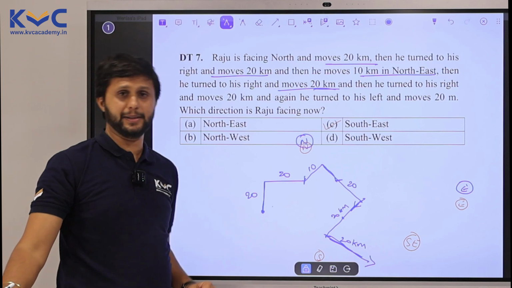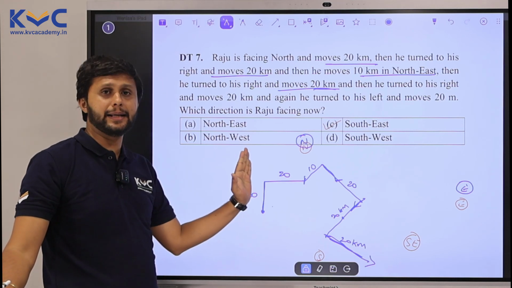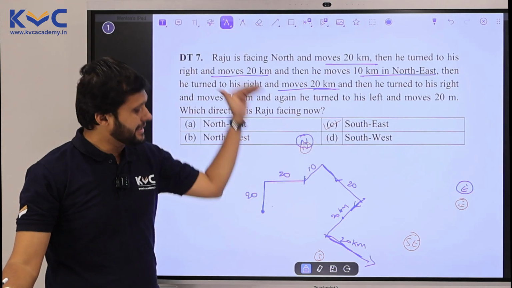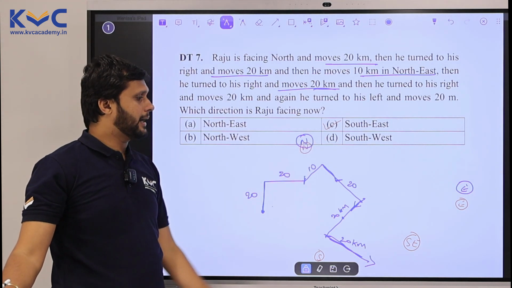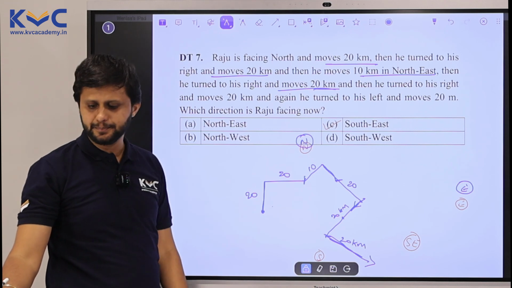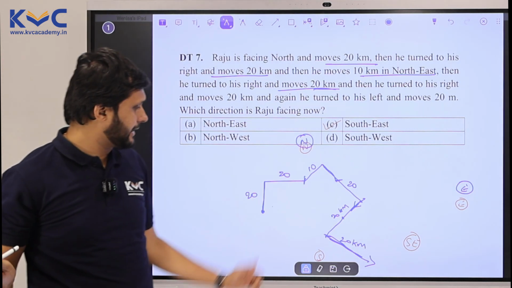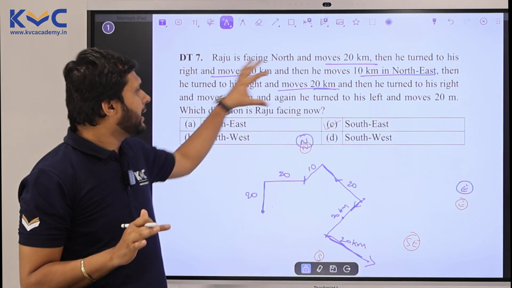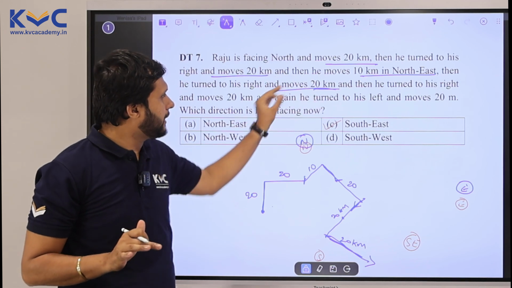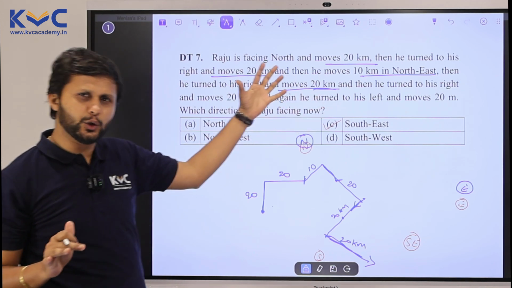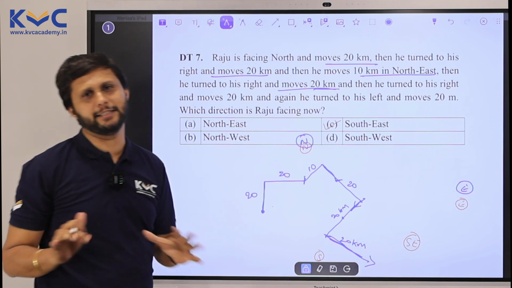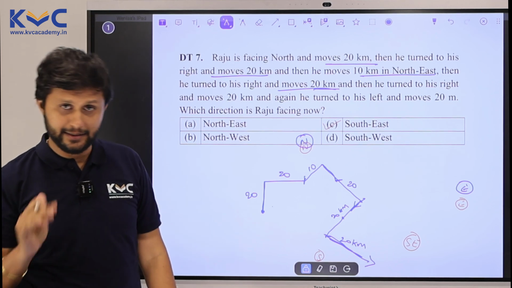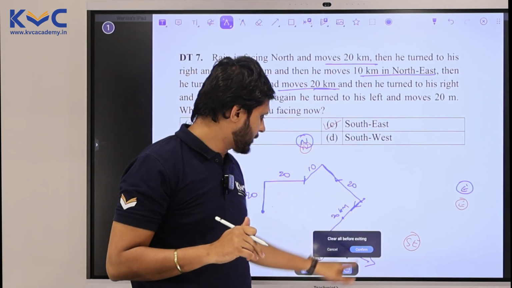Hope it's clear. Let me just repeat it. He started from here, went 20. He took right 20. Then he went northeast 10. And then he took a right and went 20. And then further he went 20 by moving to his right direction, and then he took a left and moved another 20. So make sure you do it slowly. Give a pause. You can put some underline marks so that you do not get confused as to how much you have finished. And finally he is facing southeast direction. That's Raju for you. We'll move to the next question.